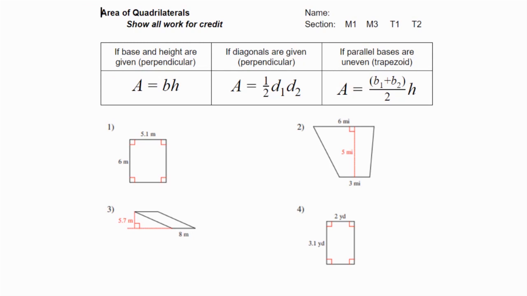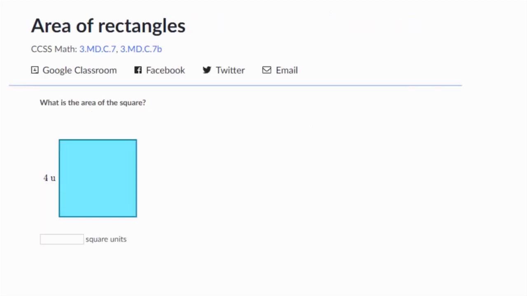If you have a rectangle, when you're given the base and the height, then we use the formula A equals BH, where B is the base and H is the height, and again they have to form a 90-degree angle with each other. So I just plug in on this first example, 5.1 is the base, 6 is the height. So the area is 30.6.